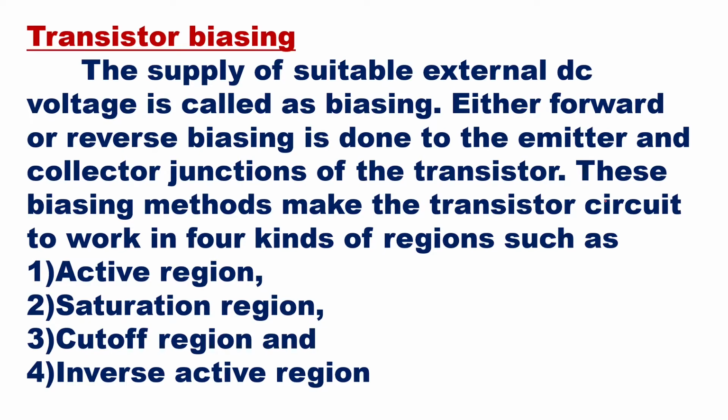These biasing methods make the transistor circuit work in four kinds of region, as we have told in the last class. It can be your active region when the first junction is forward biased and the second junction is reverse biased. It can be saturation region when both the junctions are forward biased. It can be a cutoff region when both the junctions are reverse biased.